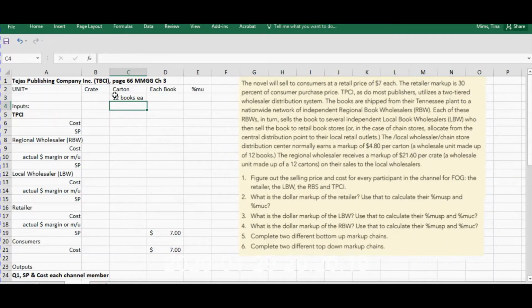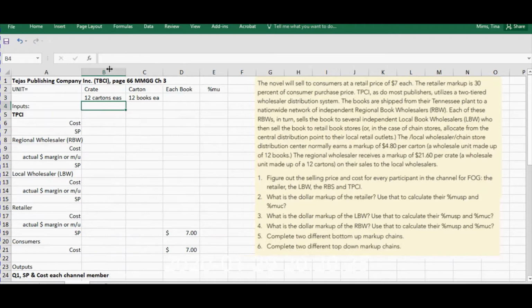So a carton, let's just make a note, is 12 books each, right? Make our column a little bigger there. And then a crate is 12 cartons each, okay? So I'll make our column a little bigger there, okay? There we go. Okay, so now we know if we want to get the selling price of the retailer's carton, we're going to take the $7, right? And we're going to multiply it times what? 12, right? Because that's how many books are in a carton.